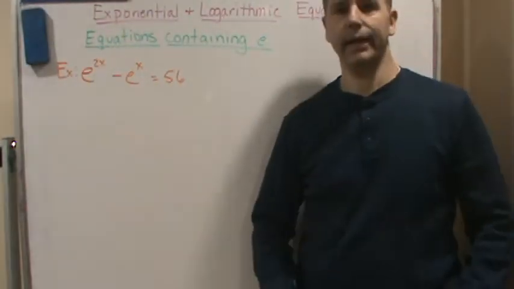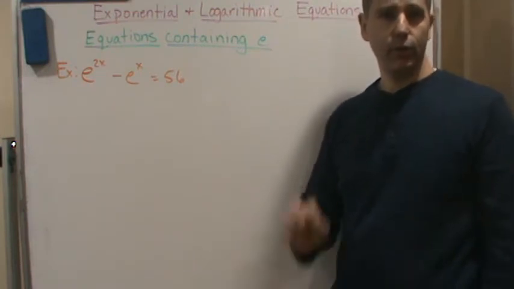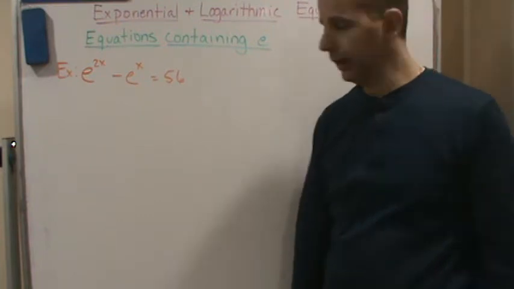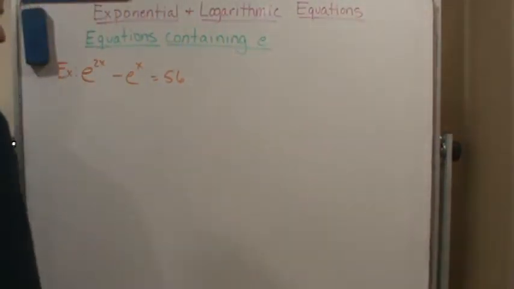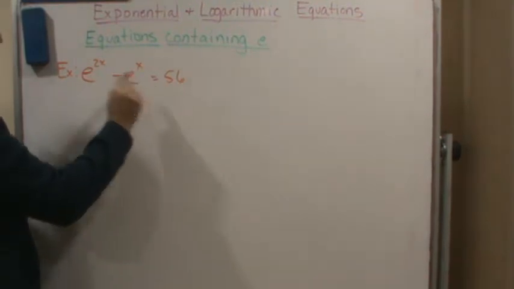Okay, so welcome back, and now we're going to do a little bit more complicated one, but again, if you notice how to handle these, practice them, they'll be fine, okay? So here I've got e to the 2x minus e to the x equals 56.